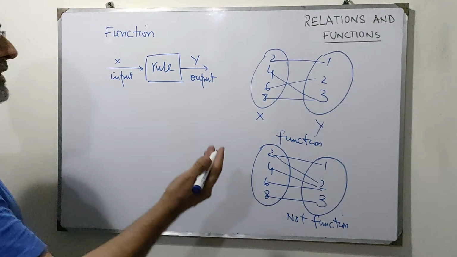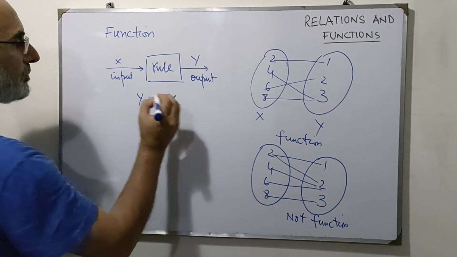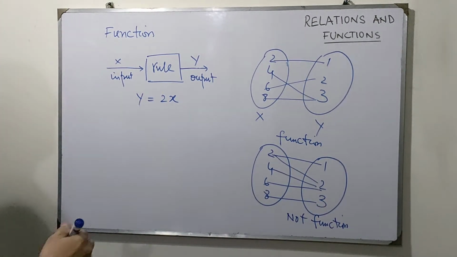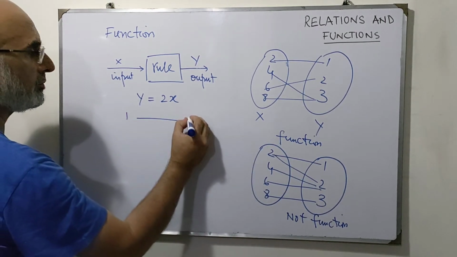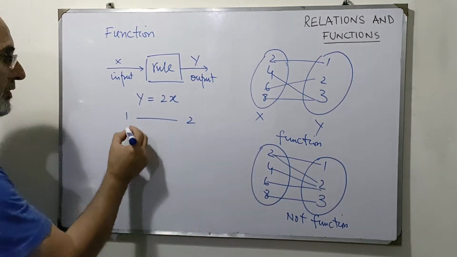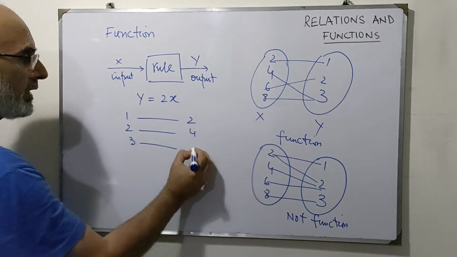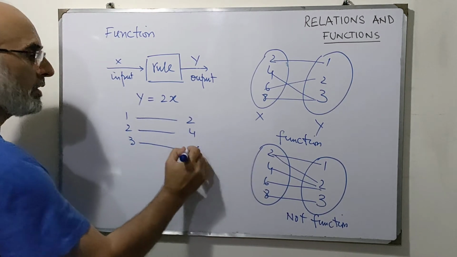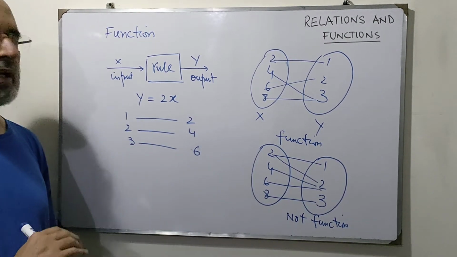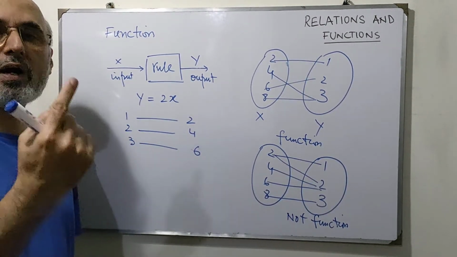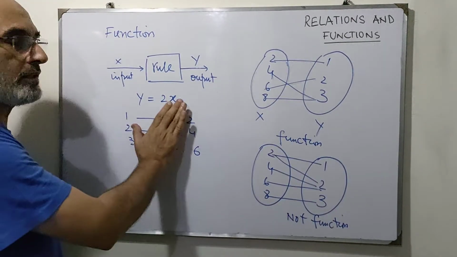Okay. So let's take an example here also. So we have an equation y is equal to 2x. If I input 1 for x, what do I get? 2. Values are doubled. If I input 2, what do I get? 4. If I input 3, what do I get? It is 6. So values are doubled. For every input, I am getting one output, right? So this is the case of a function.